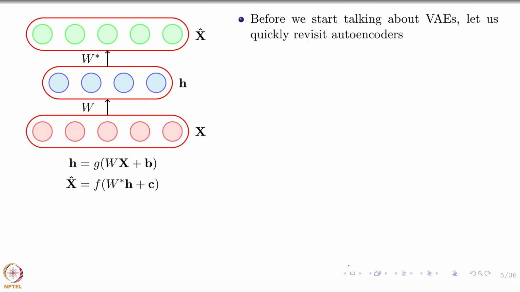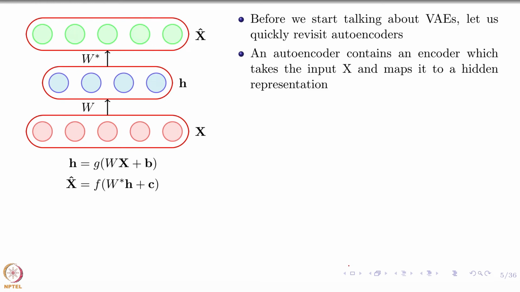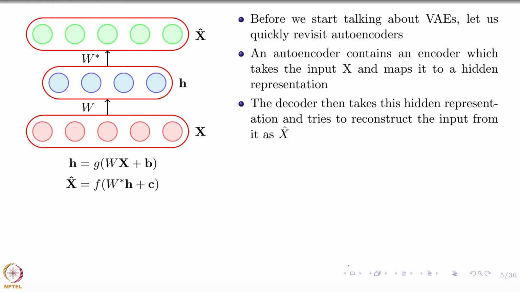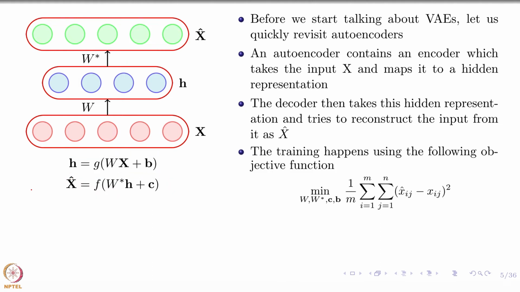So what does an autoencoder do? It takes an input x, maps it to a hidden representation, and then tries to reconstruct the input from the hidden representation. So you have an encoder which takes the x and maps it to a hidden representation, and then you have a decoder which tries to reconstruct the input from this hidden representation. And this is a simple feed-forward neural network. What's the training algorithm? Backpropagation. What's the objective function? Squared error loss. This is the squared error loss.